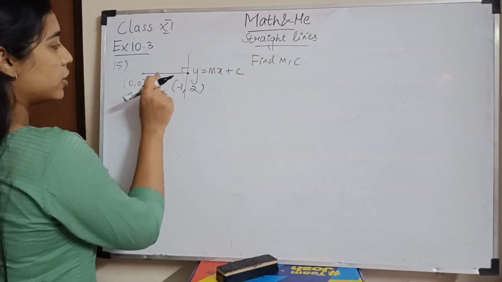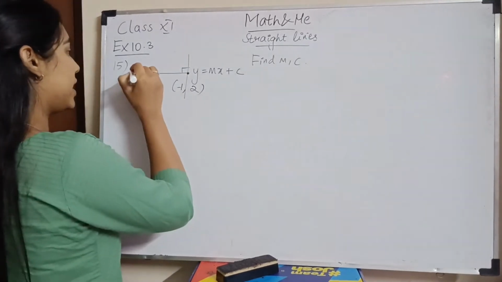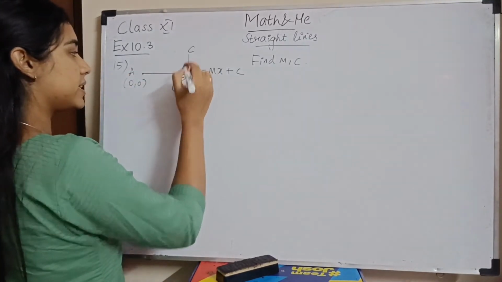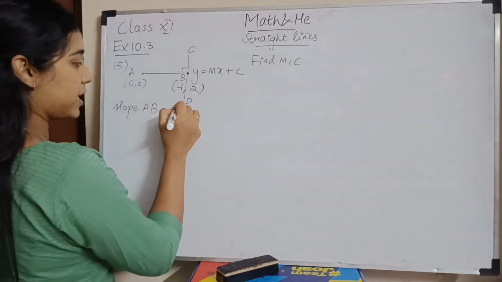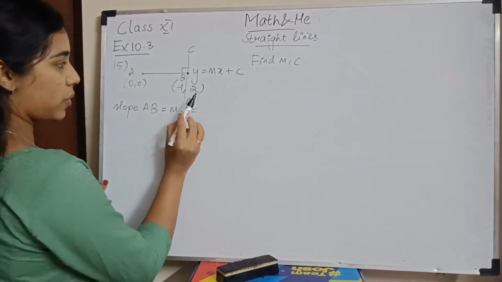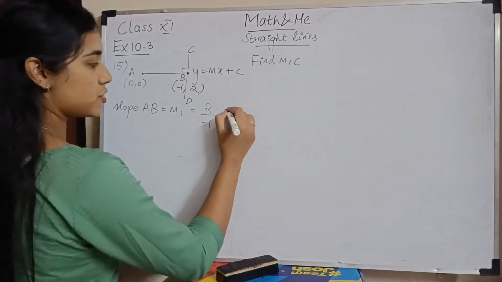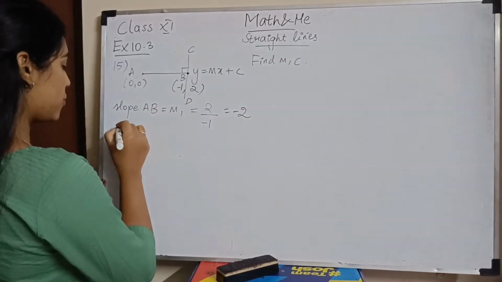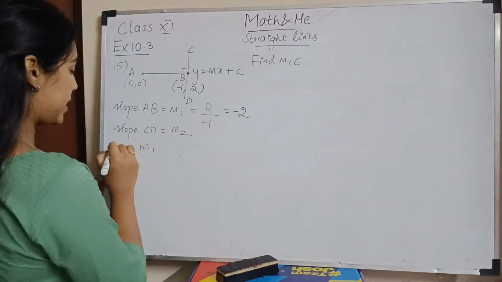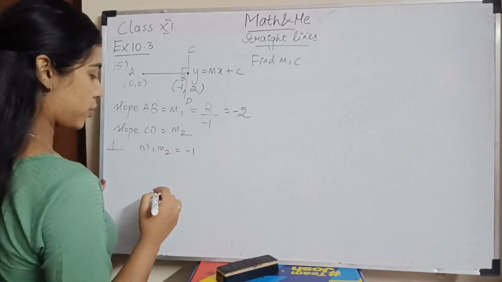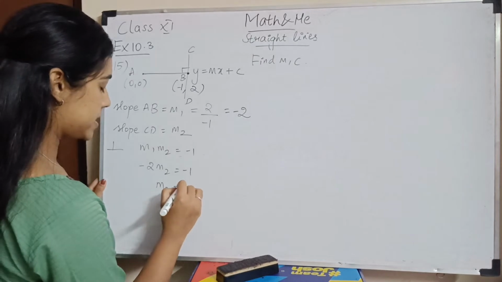Okay, so what do we do? You have 2 points for this particular line. So let me find the slope of this particular line. I call the points a, b, c and d. So the slope of ab, I name it as m1, is y2 minus y1 divided by x2 minus x1. So it is minus 2. The slope of CD is m2. So what do you know about perpendicular lines? m1 times m2 is minus 1. Minus 2 times m2 equals minus 1. m2 is half.